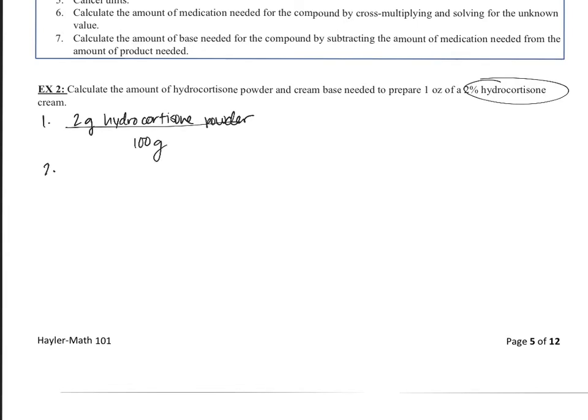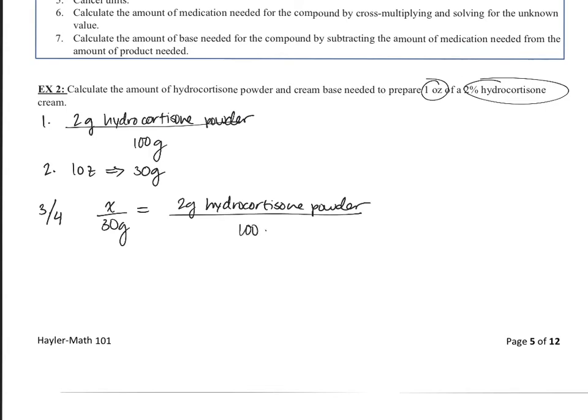Okay, and the second step, let's see. We need to make sure that this is in terms of grams. We have an ounce, so we need to convert that. 1 ounce, well, we know 1 ounce is the same as 30 grams. Okay, so we did the conversion. Third step, we're going to go ahead and set up the first part of the fraction. We're actually going to mix step 3 and 4 together. So we have the unknown over the 30 grams. Then we'll set that equal to our fraction up there, the 2 grams of hydrocortisone powder, all over the 100 grams.